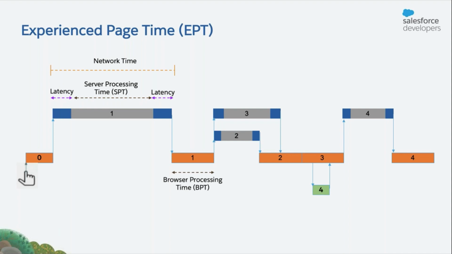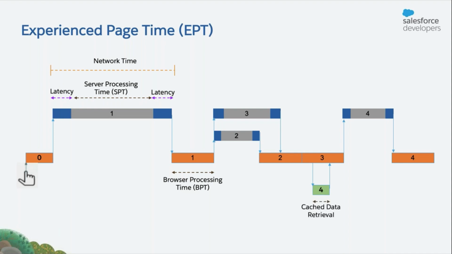Now, once your request comes back, your browser processes all of the information. It starts rendering the UI and so on. That is what we call browser processing time. It is not just the one orange box, it is all the orange boxes combined together that make up the browser processing time.